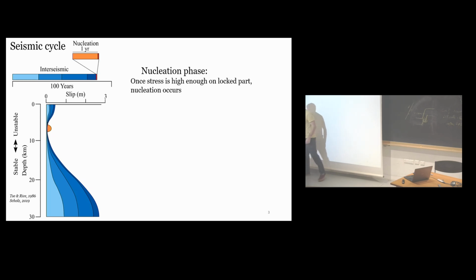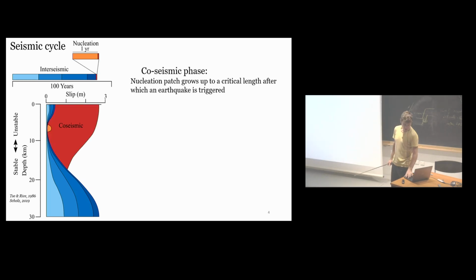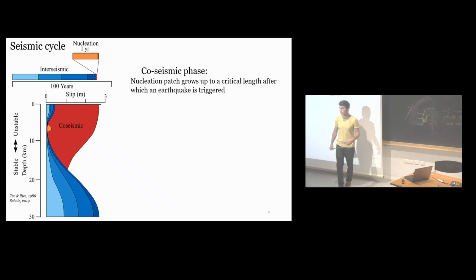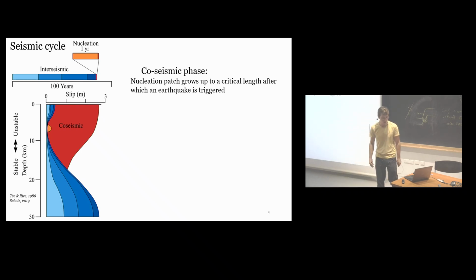Once you reach a critical stress, you can start to nucleate an event, so you start to slip, and if you reach a critical length on this nucleation patch, you can have a large slip that occurs very rapidly, so you have a coseismic event during which you have an earthquake.